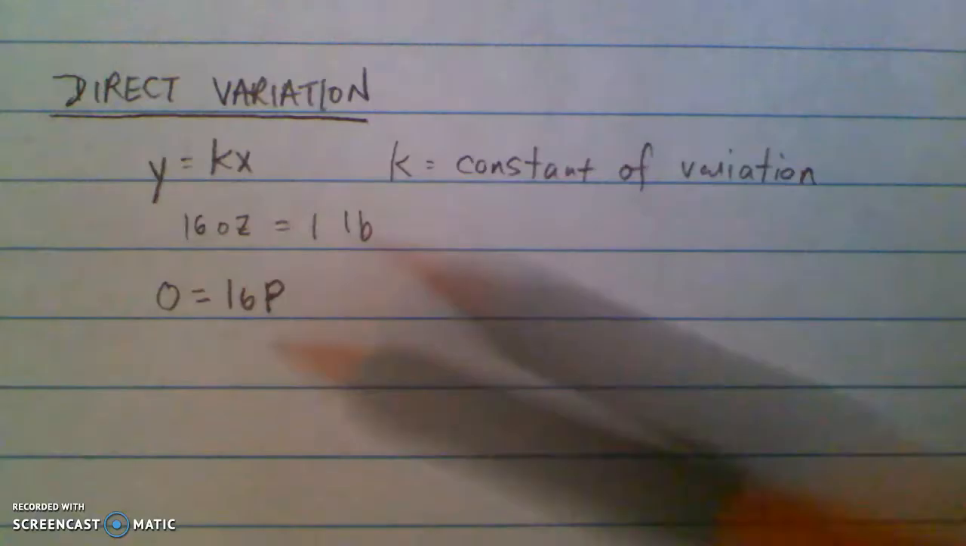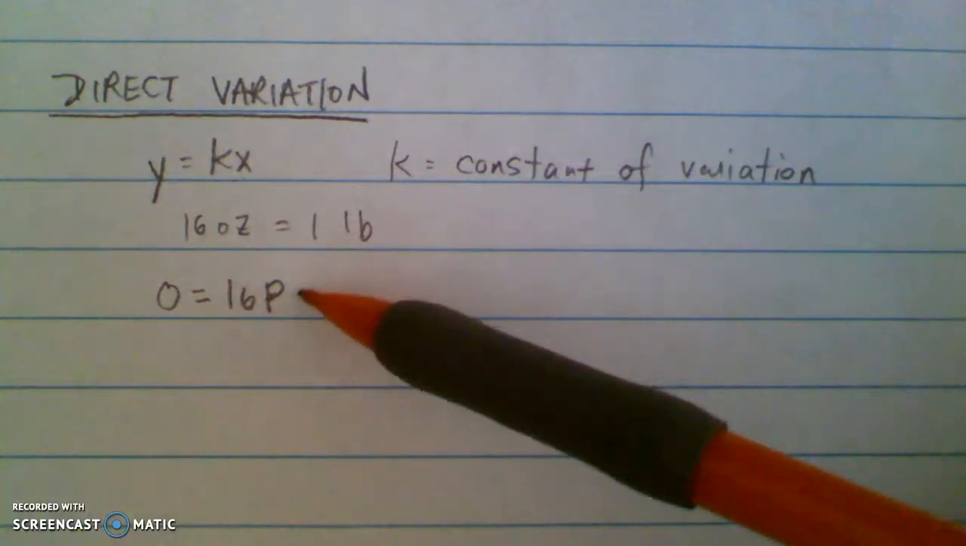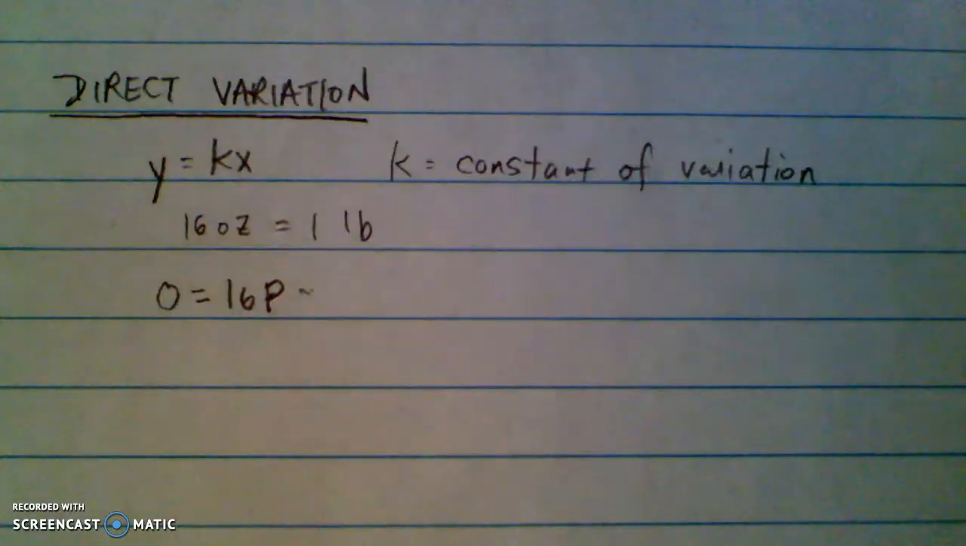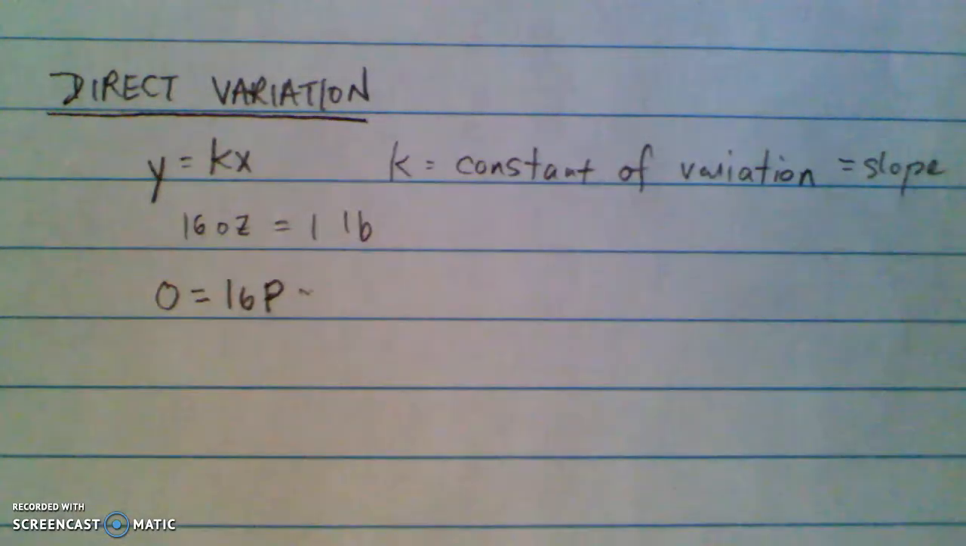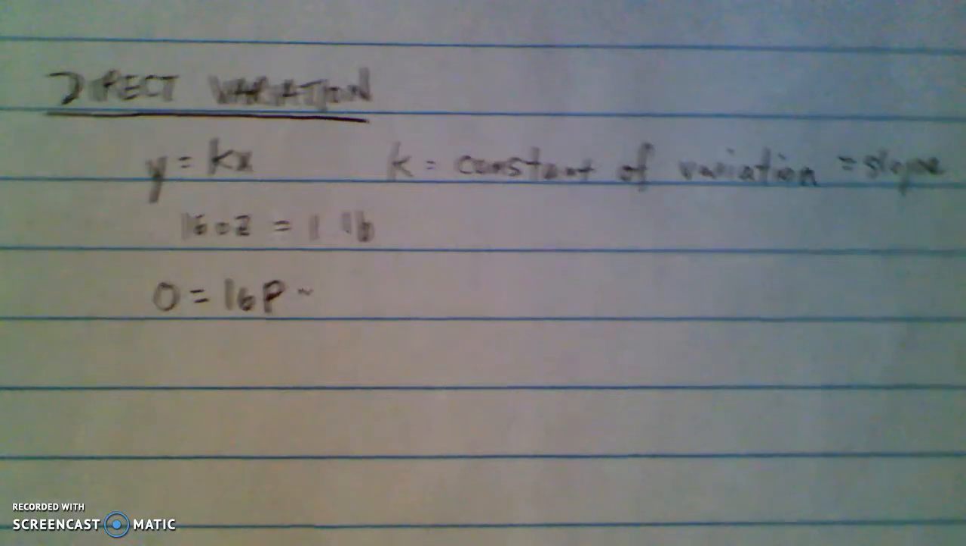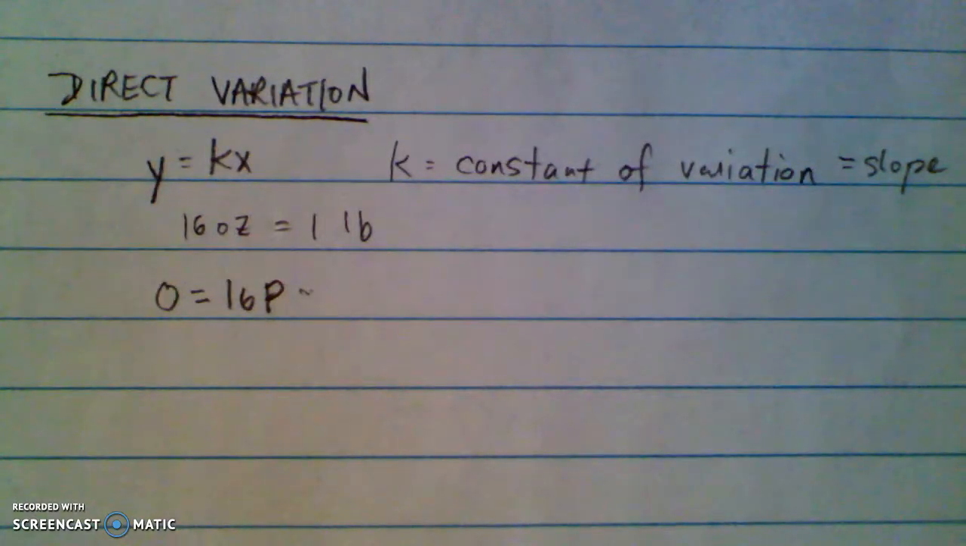In this case, what's the constant of variation? Nope. 16 is the constant of variation, right? What is the slope of that line? Nope. That's the intercept. 0 is the intercept. The slope is the same as, it's also 16, right? So 16 is both the constant of variation for this case of a direct variation and also the slope.